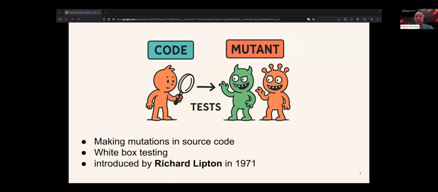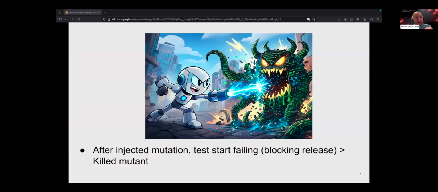It's a type of white box testing, and it was introduced in 1971. It is not a very new approach, but still not commonly used too much. And after injecting the mutations, if the test starts failing, then it means we are killing the mutants. So our test is powerful and strong. But if not, like in the example that I shared, since the test is still passing, then it is not capable of finding the issue, right? Our test case is not very strong.